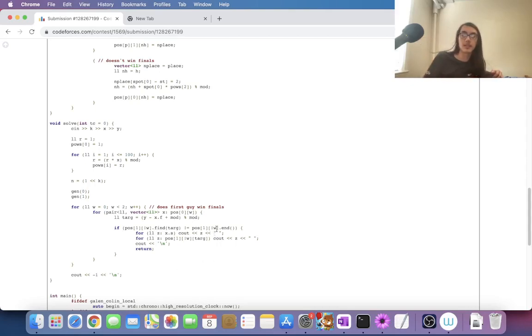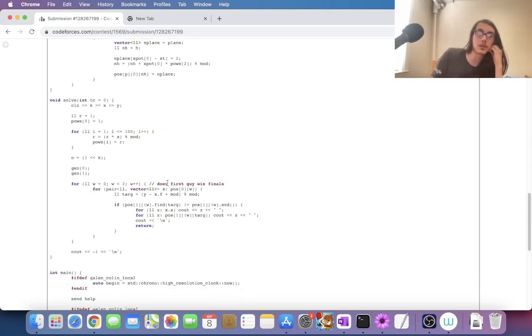In particular, does it exist where the outcome for the second player is the opposite of the first guy? So if the first guy wins finals, the second guy doesn't, and vice versa. If we find that matching, we print both sides, because we're automatically storing the list of ranks, and then that's it.